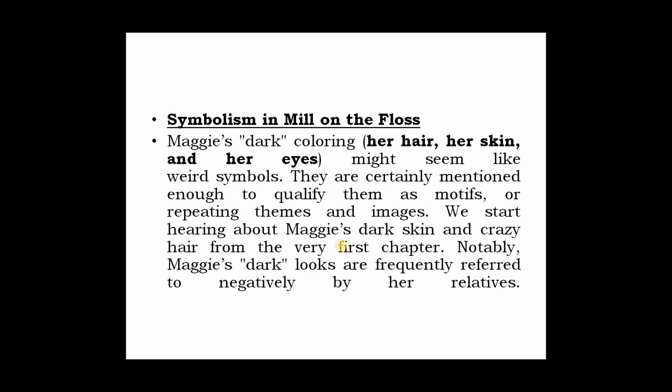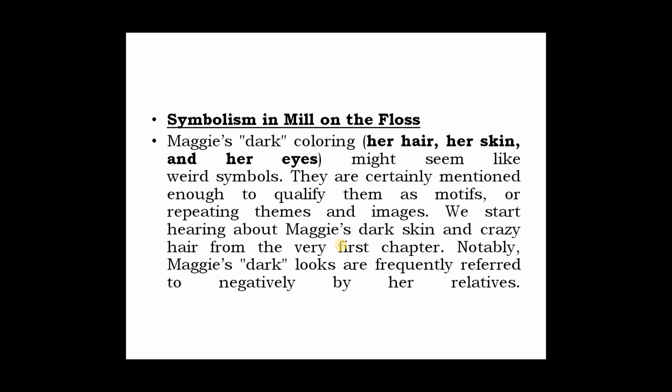They are certainly mentioned enough to qualify them as motifs, as main subjects in the novel, motifs, or repeating themes and images. They are repeated time and again in the novel, because the writer wants to convey some theme through these images, through this dark color. So the dark color of her hair, her skin, and her eyes symbolize something greater that George Eliot wanted to show in the novel.